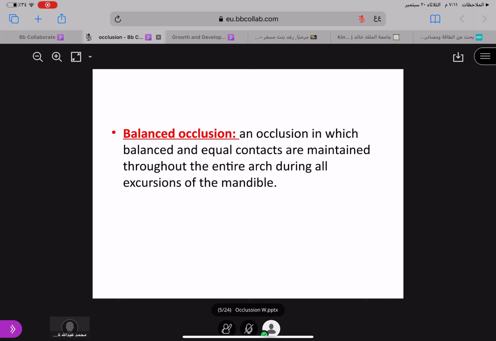Functional and non-functional cusps. So, starting from the static occlusion, where we find the maximum intercuspation, when an individual moves the mandible forward or lateral, it should have balanced and equal contacts. So balanced occlusion is an occlusion in which balanced and equal contacts are maintained throughout the entire arch during all excursions of the mandible, that is, forward or lateral.